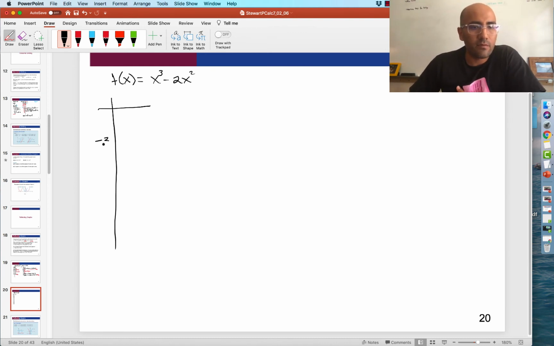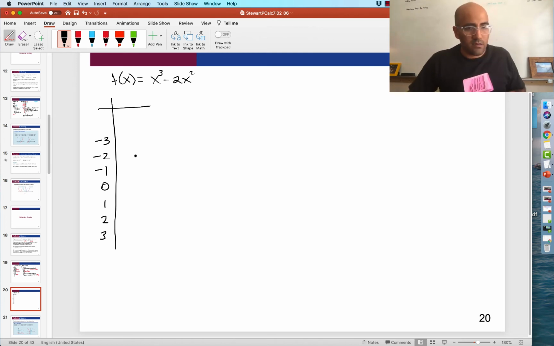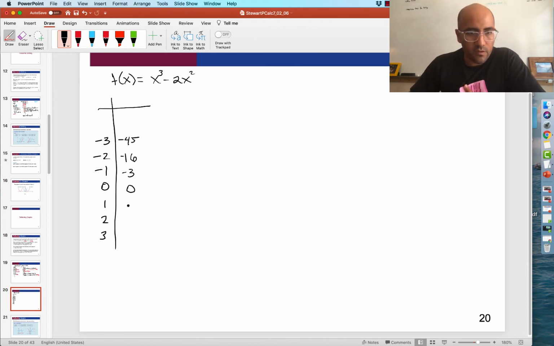So we had -3, -2, -1, 0, 1, 2, 3, something like that. And we had our values of -45, -16, -3, 0 still mapped to 0, 1 maps to -1, 2 mapped to 0, and 3 mapped to 9. Okay, so here is our original function once again.